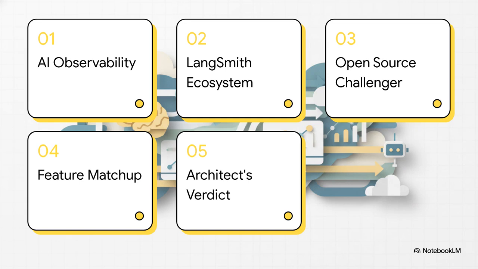To unpack this head-to-head battle, here is our roadmap for today. First, the AI Observability Challenge. Second, exploring the LangSmith ecosystem. Third, Langfuse, the open-source challenger. Fourth, a feature-by-feature matchup. And finally, number 5, the enterprise architect's verdict.